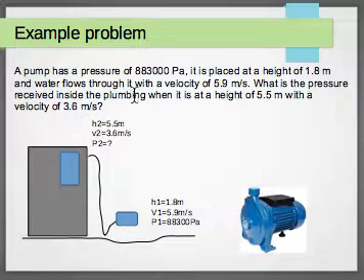So the problem states here that the pressure pump has 88,300 pascals. That's what we have right there. It has a velocity of 5.9 meters per second and a height of 1.9 meters. That's going to be the height of this pump.